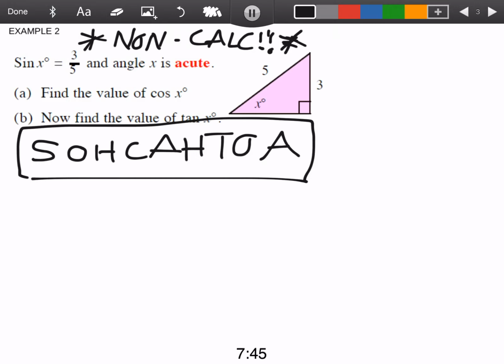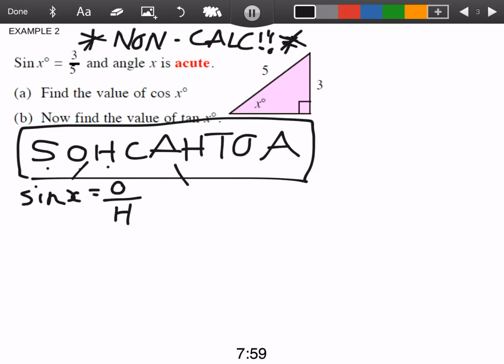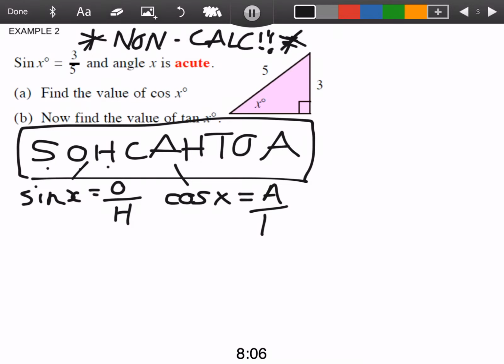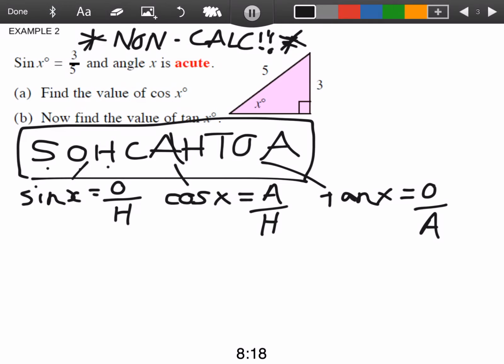Right, this here should look familiar. SOHCAHTOA, right angle trigonometry. What this meant was sin x is opposite over hypotenuse. That's what the SOH meant. The next part, the CAH, means cos x equals adjacent over hypotenuse. And the TOA bit meant tan x equals opposite over adjacent. Does that look familiar? It should.